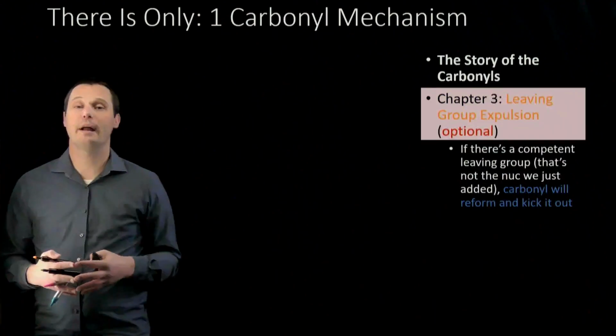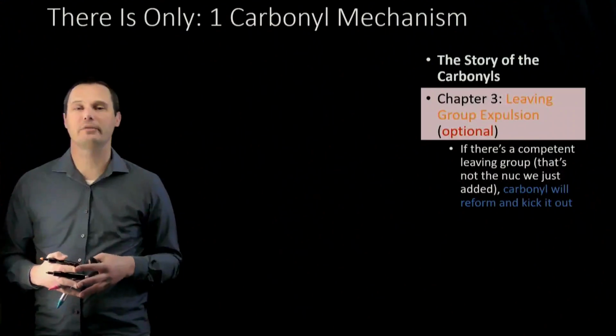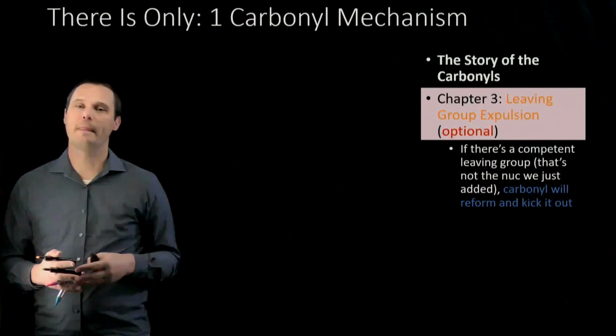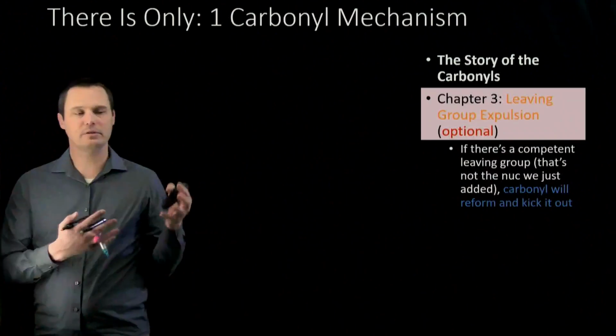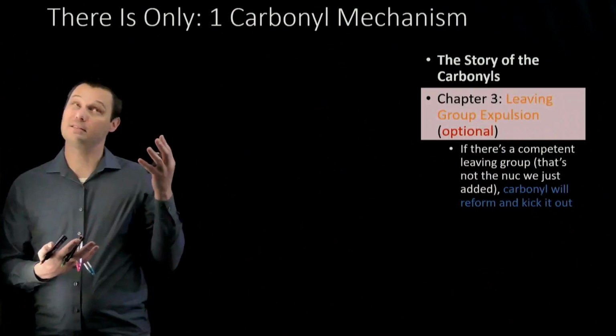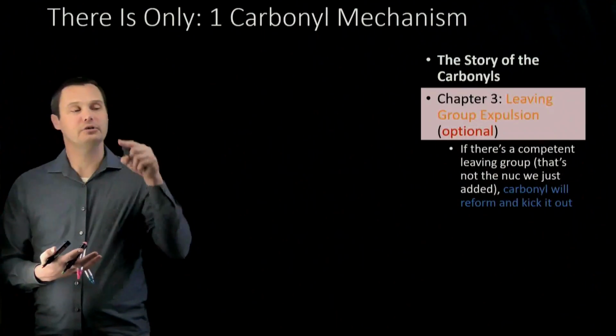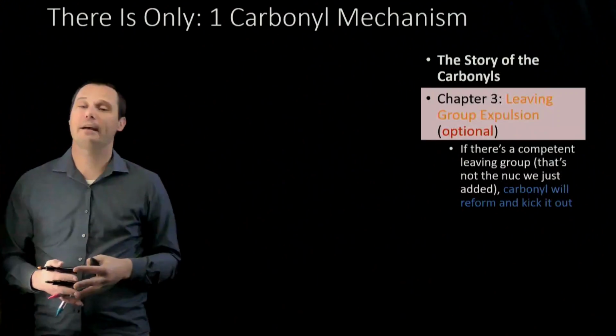Chapter 3 is also somewhat optional. Not every mechanism has Chapter 3 as part of its story. Chapter 3 is leaving group expulsion. If, after I've done the nucleophilic addition, there's some kind of leaving group in the molecule that's not the group that I just added, then the electrons will collapse back down from oxygen, kicking out that competent leaving group.